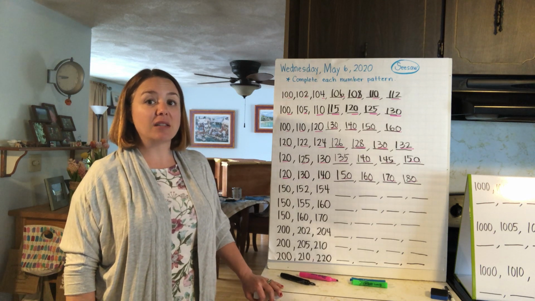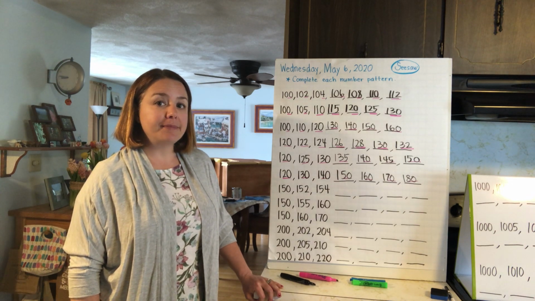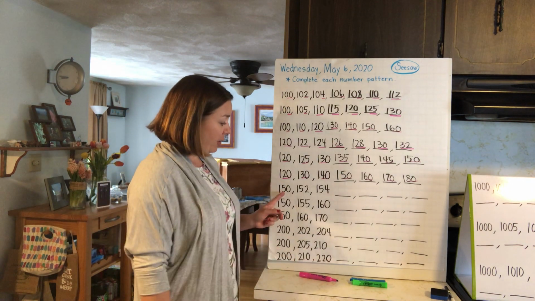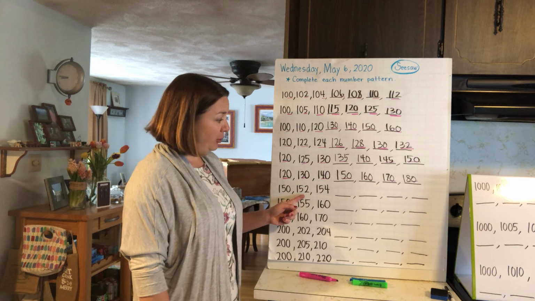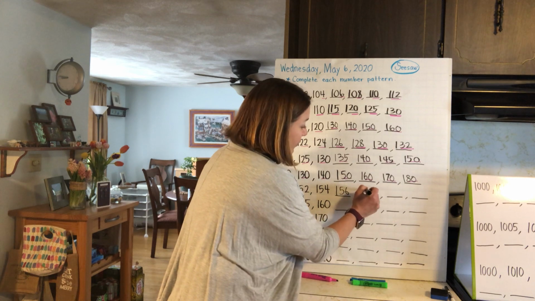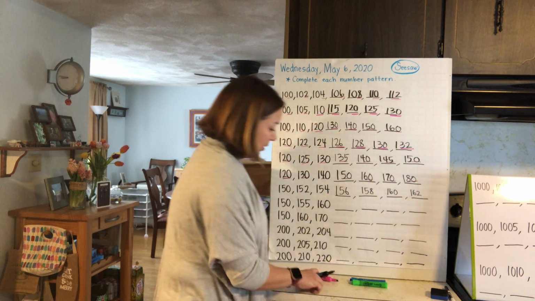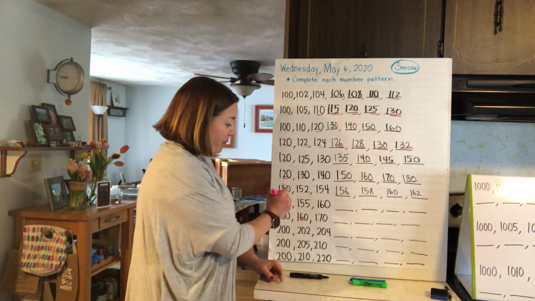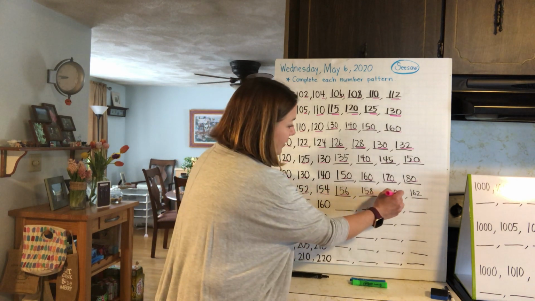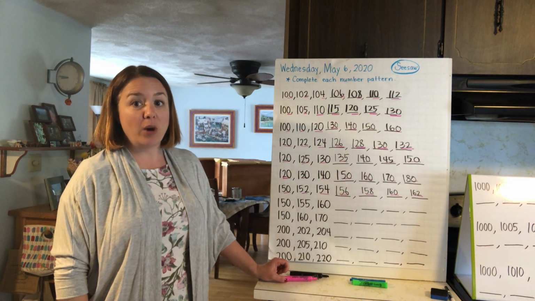What comes next? What are the next four numbers? In this pattern, we're counting by twos. So 150, 152, 154, 156, 158, 160, 162. Let's go back and underline the pattern. 50, 52, 54, 56, 58, 60, 62. Just like counting by twos in the regular way, from 1 to 100.